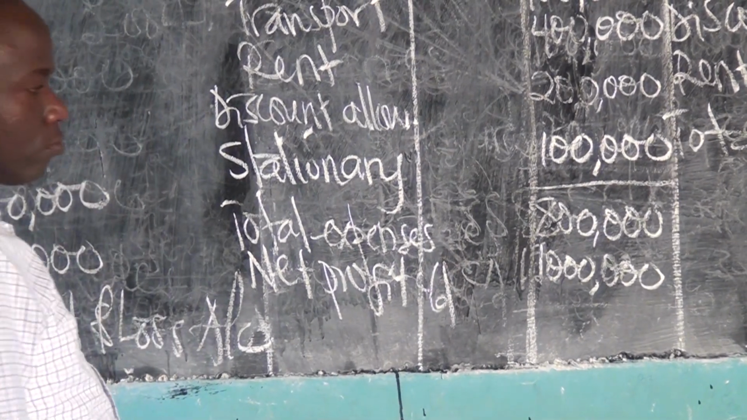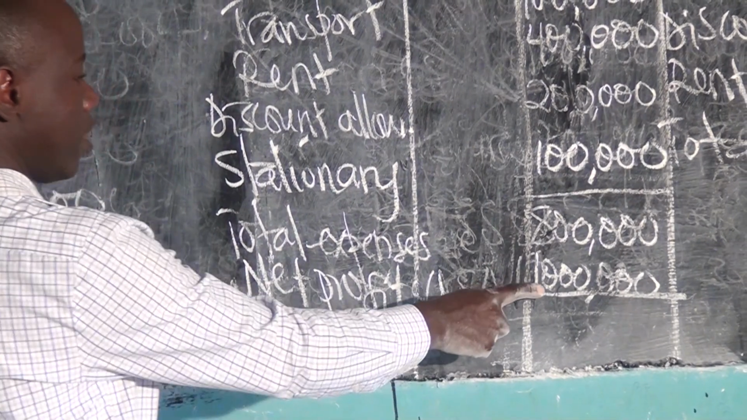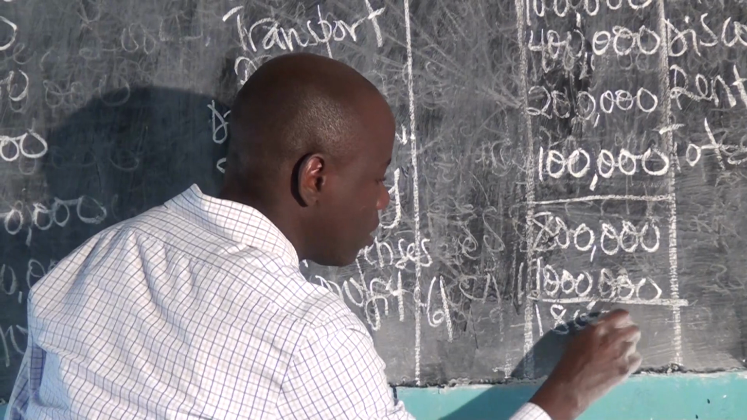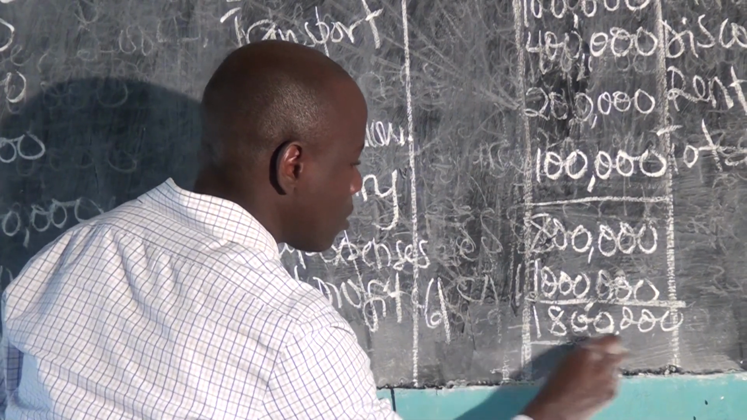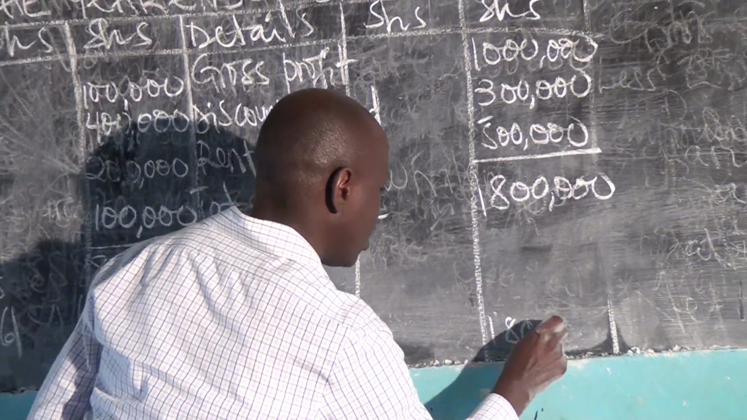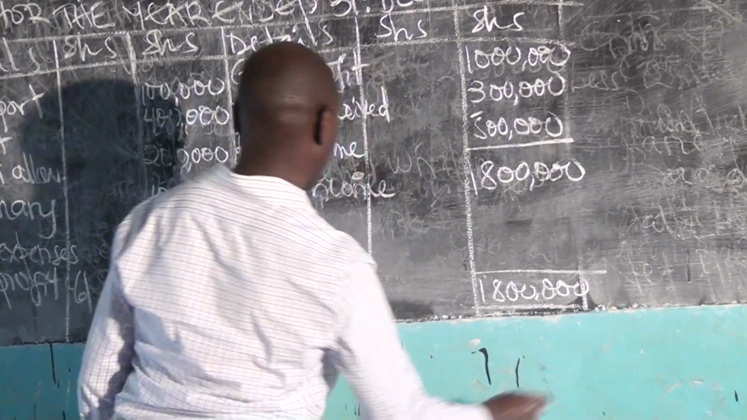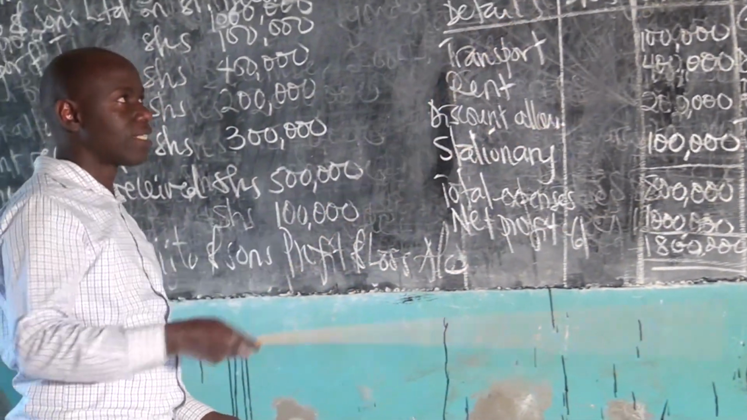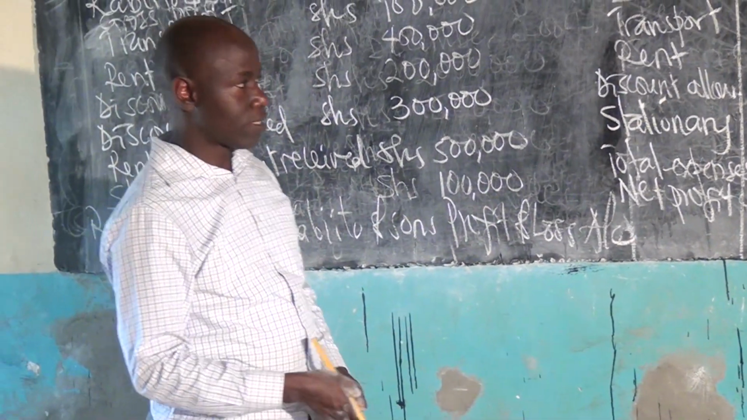Cut it down. You add and try to balance the two sides. The 1 million plus 800,000, you get 1,800,000. Even this side, you have the same 1,800,000. The two sides are balanced very well, and that is our profit and loss account using the horizontal format.